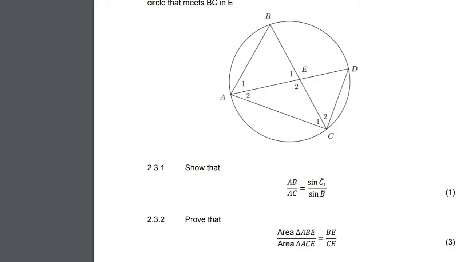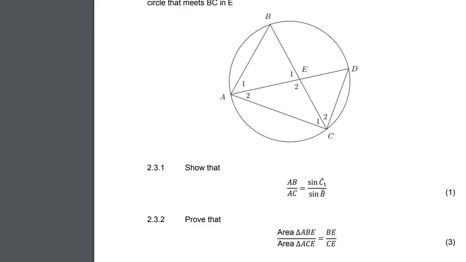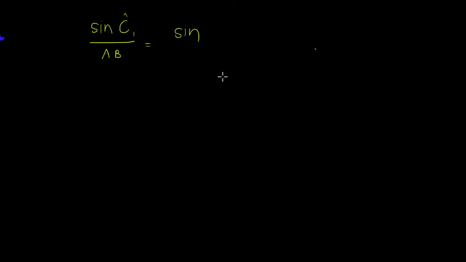So I could simply have said, well, sine of C1, that angle, divided by its opposite side AB, is equal to sine of B over AC. And then it was just a matter of multiplying both sides with the denominator here, and dividing both sides with the numerator there.